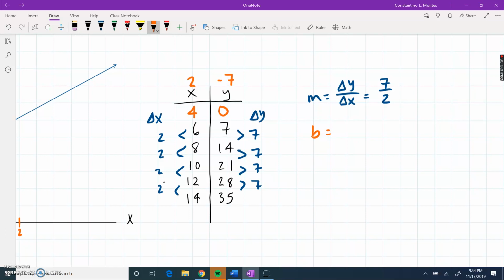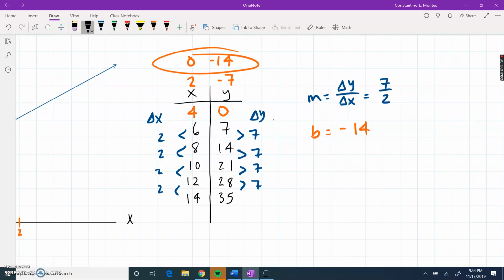I'm decreasing by 7 when I move up the table. Now I need to go one more time. If I go one more time, I'm going to hit it. I got x equals 0. Go backwards 7 again. That's -14. So my b is going to be -14.